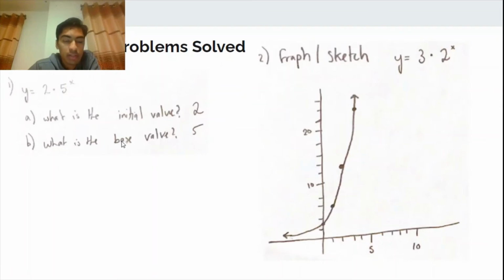And so what is the base value? So we know our base value is the number with the exponent on it. And so when we look at our function right here, we see that 5 has the exponent on it. So that means our base value is equal to 5.